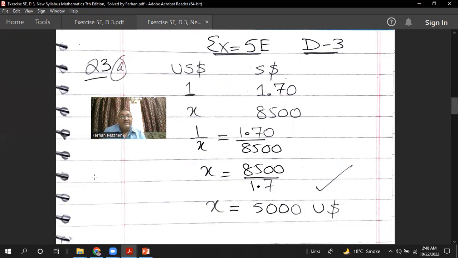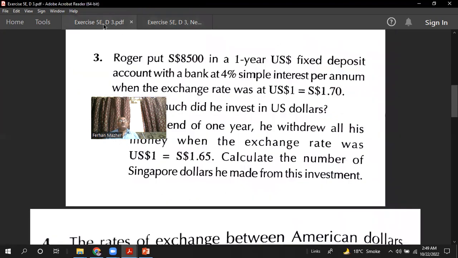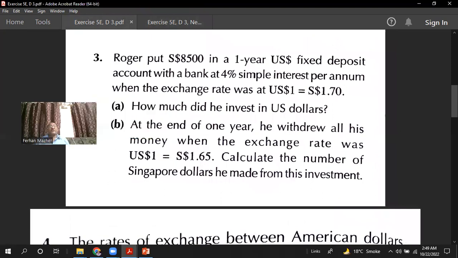So 8,500 Singapore dollars will be how much US dollars? I suppose that is X. So I will convert that ratio into fraction. So it will be 1 by X equals 1.70 divided by 8,500. So cross multiply. So X will be equal to 8,500 divided by 1.7, and that will be 5,000 US dollars. So when you convert 8,500 Singapore dollars into US dollars, it is 5,000 US dollars. It means they have invested in that scheme 5,000 US dollars.